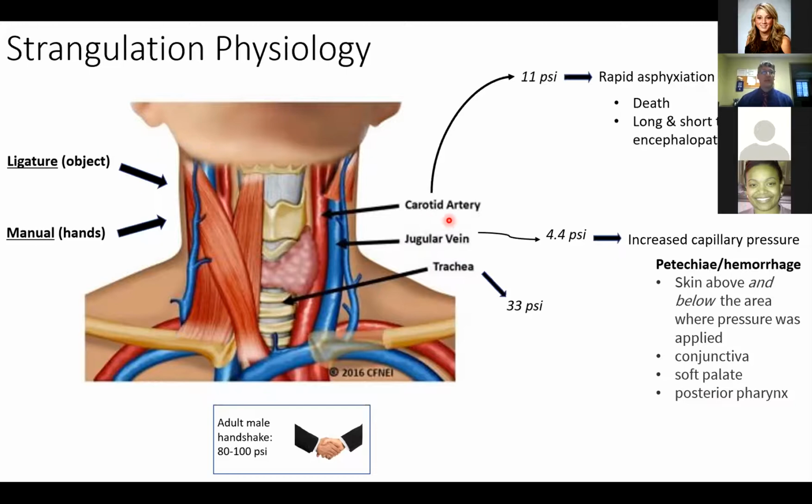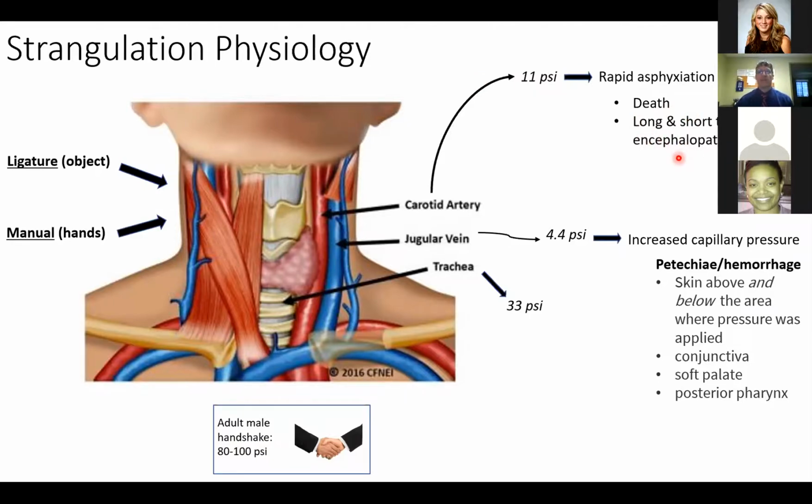If someone applies enough pressure while strangulating another person, and I apologize because these are kind of graphic talks, but if someone provides enough pressure to occlude the carotid artery, and it's about 11 pounds per square inch of pressure. To put that in context, an adult male handshake is about 80 to 100 PSI. So that's not a lot of pressure to occlude the carotid artery. Now, if you occlude the carotid artery, within seconds you get rapid asphyxiation, and if the strangulation is not resolved, the patient dies. But if the strangulation, after the patient becomes unconscious, is resolved and the patient regains consciousness, they get long and short-term encephalopathy.